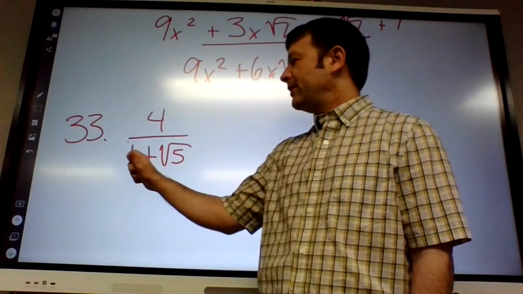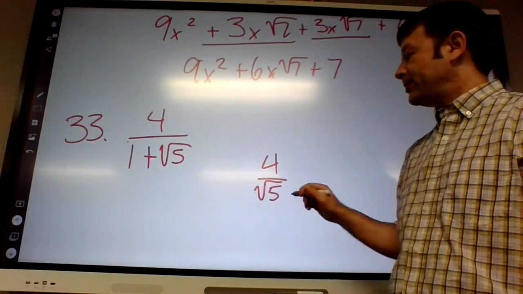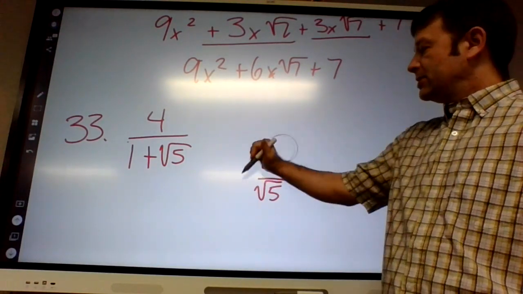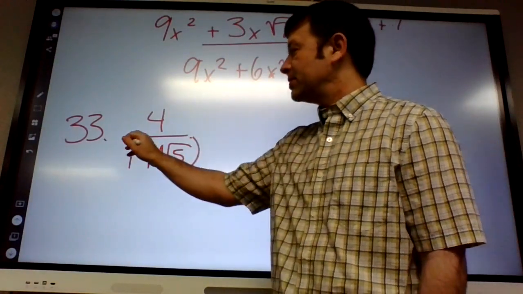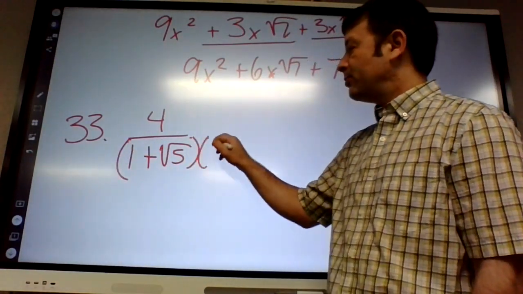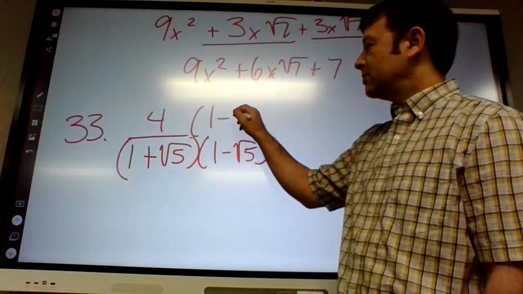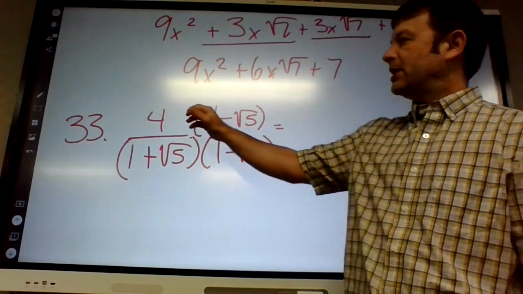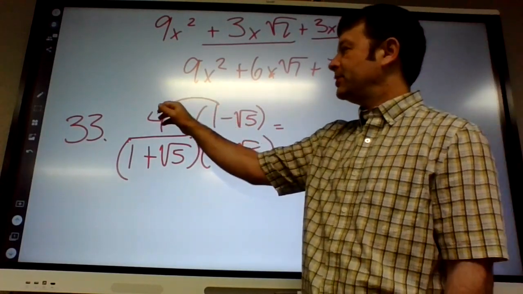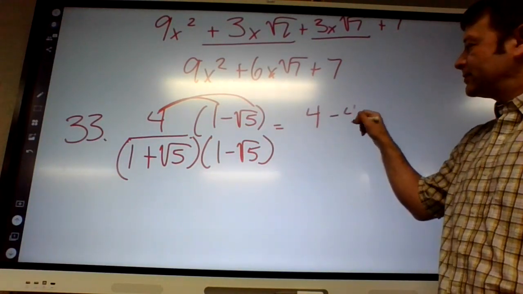No? Okay, if there's two terms, so normally if it was 4 over square root of 5, you multiply top and bottom by square root of 5. So you have to multiply by, if there's two terms, the conjugate. So you have to multiply by 1 minus square root of 5, on top and bottom. And then the top would be distributive property. 4 times 1 is 4. 4 times square root of 5 is 4 square root of 5.